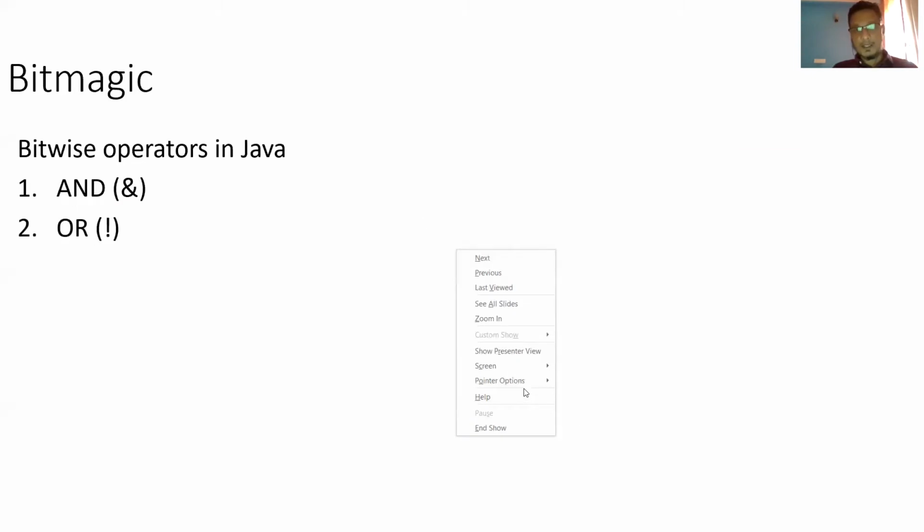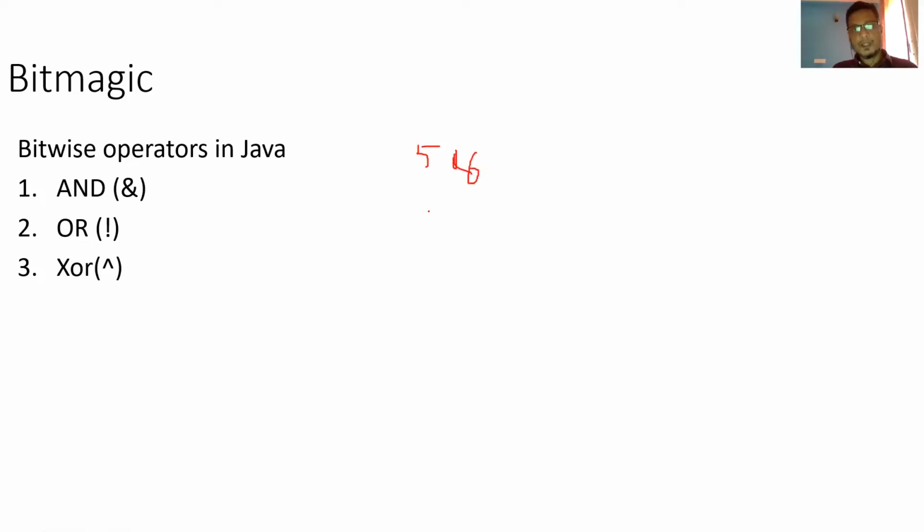Let me take the same example I was discussing. We have 5 and 6, right? 5 is represented as 101, and 6 is represented as 110. So this is 4 plus 2, 6. And this is 4, 2 is 0, and 1, 5. So this is 5, and this is 6. Now when you want to perform OR, let me write here.